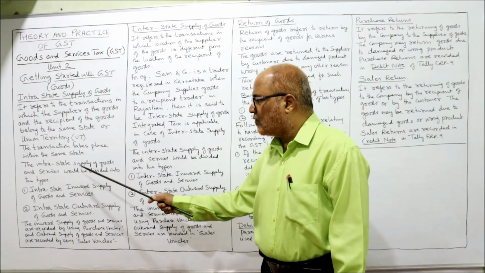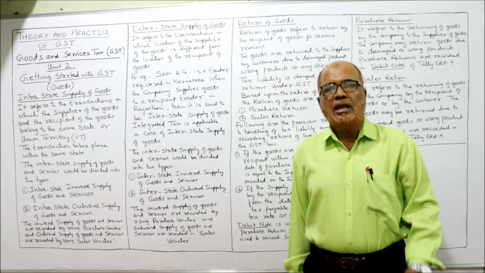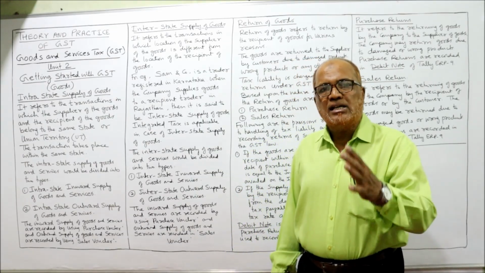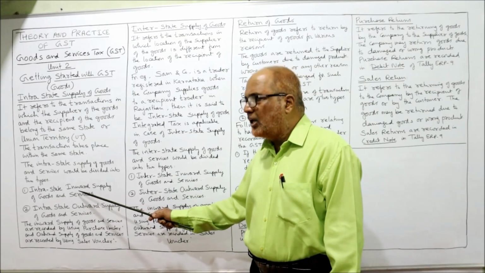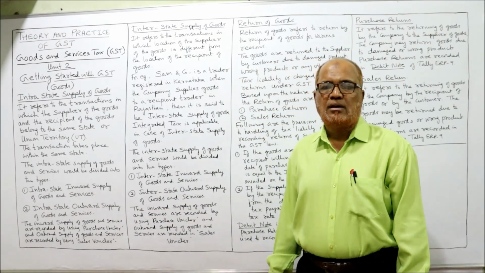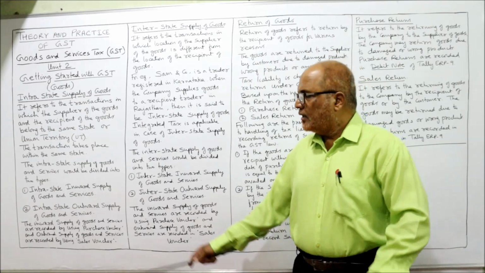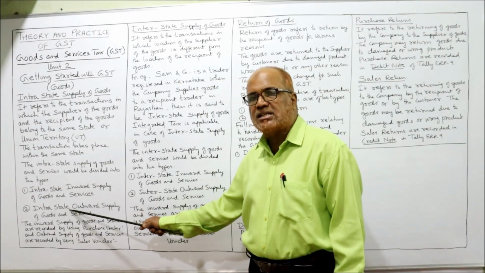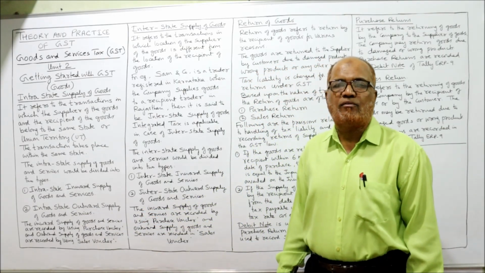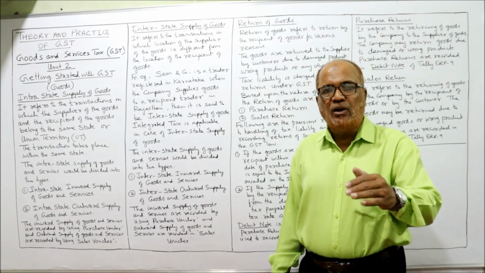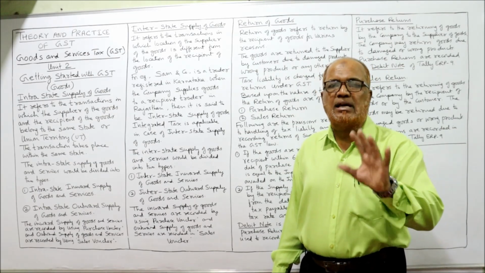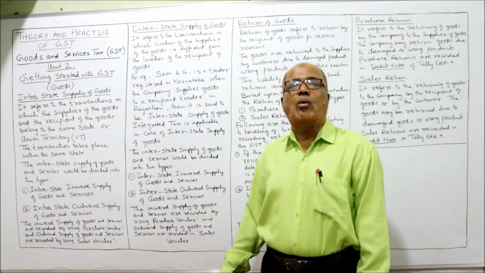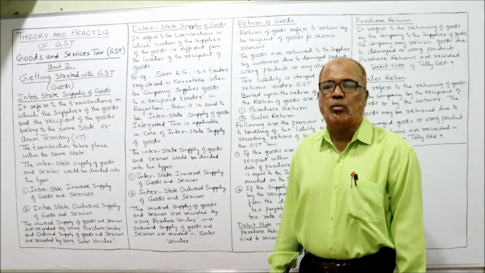Now, intrastate supply of goods and services would be divided into two types. That is, first one, the intrastate inward supply of goods and services. Remember the word inward. Secondly, intrastate outward supply of goods and services. So we have inward as well as outward within the same state.